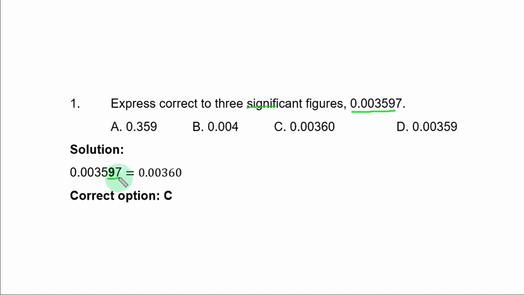You round 7 up to 1. You add it to 9, becomes 10. You put down 0, you carry 1. You add the 1 to 5, it becomes 6. So you have 0.00360. C is the correct option.